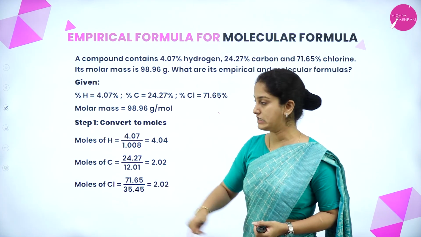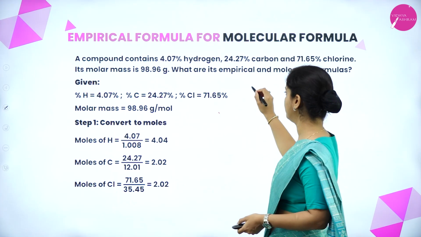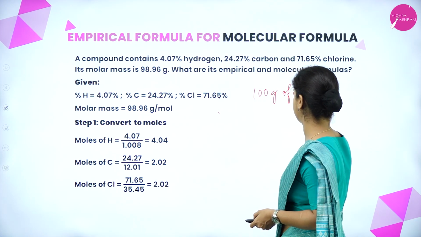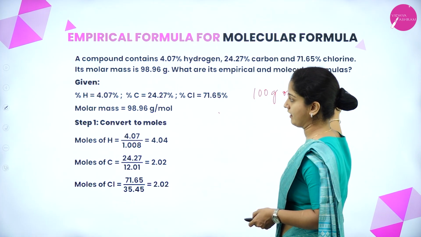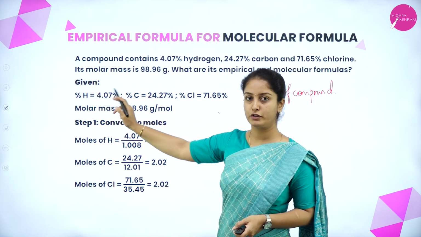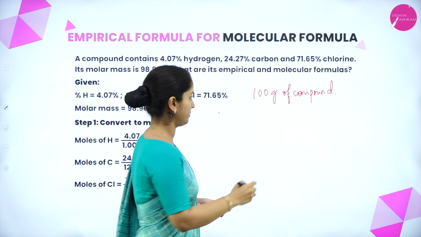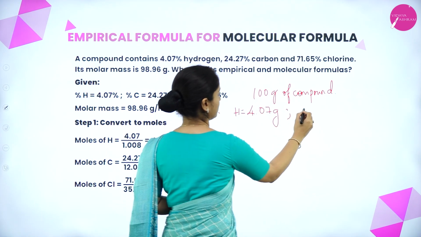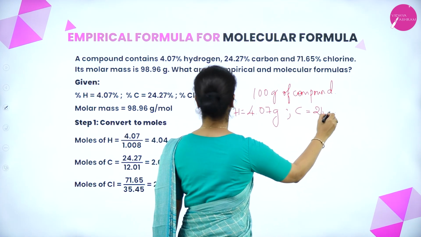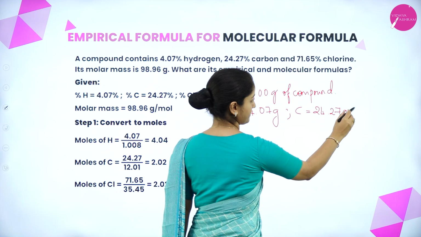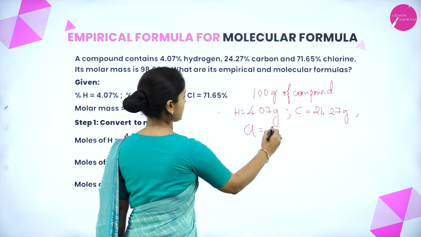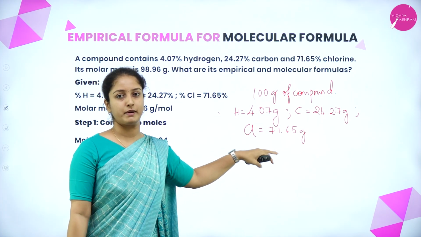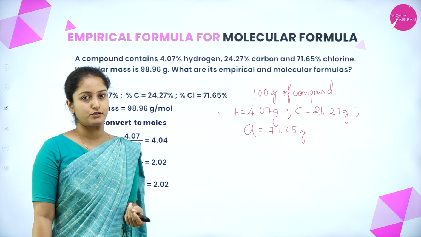Now, how to solve this? It's given in percentages. Let's assume that there are 100 grams of the compound. So, the amount of hydrogen present in that 100 grams of compound will be 4.07 grams. Then carbon will be 24.27 grams. Then chlorine will be 71.65 grams. So, we are just replacing percentages by grams, assuming the compound consists of 100 grams.